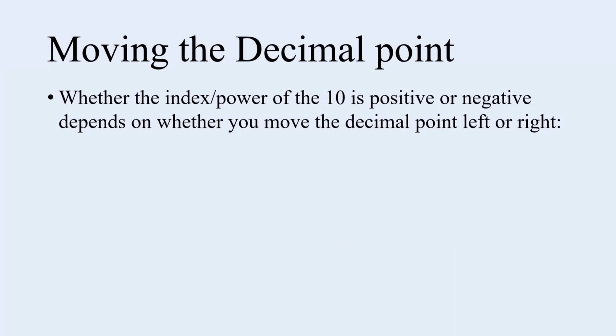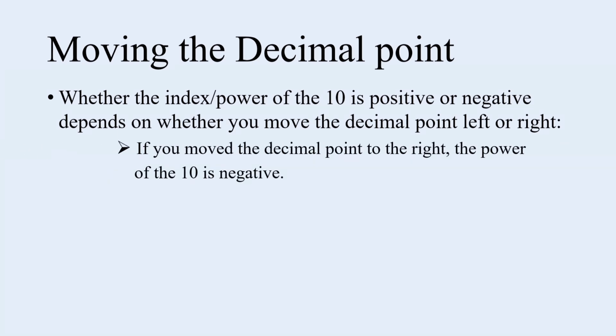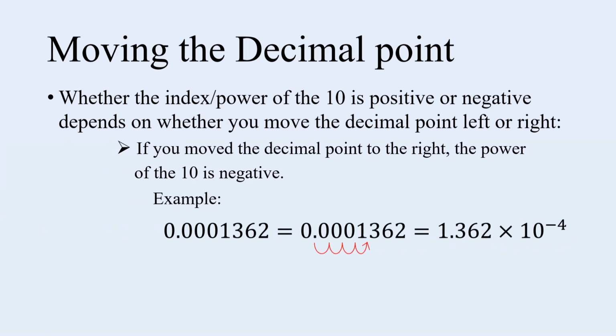Now, on the other hand, if you move the decimal point to the right, the power of 10 will be negative. So, for example, when we look at the number 0.0001362, we need to move the decimal point 4 places to the right. Therefore, 0.0001362 equals 1.362 times 10 to the power of negative 4.